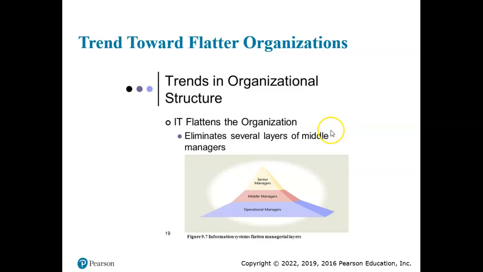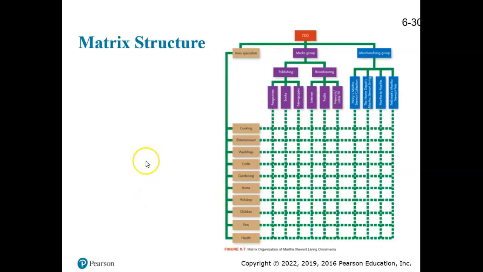The layer that's getting squeezed the most is middle management. Middle managers have roles that are being replaced by technology. Communication and that type of thing has really changed quite a bit, and to a degree at least it has eliminated the need for some of the functions of middle management. So we're definitely trending toward flatter organizational structures. Now I'm going to spend a little time on the matrix structure.